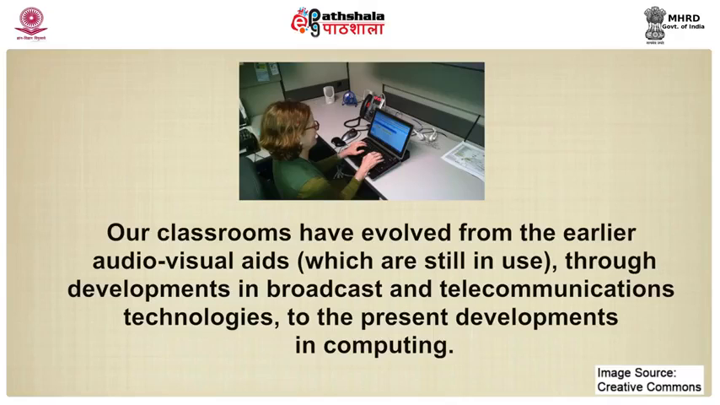If they are used properly, social media and Web 2.0 bring in more collaboration and sharing in the context of learning and make the learning process more constructivist. Context, content and pedagogical affordances of technologies put together contribute to the design of what is called an effective learning environment. Our classrooms have evolved from the earlier audiovisual aids, which are still in use today in the classrooms, through developments in broadcasting technology and telecommunications technology to the present system of computing.